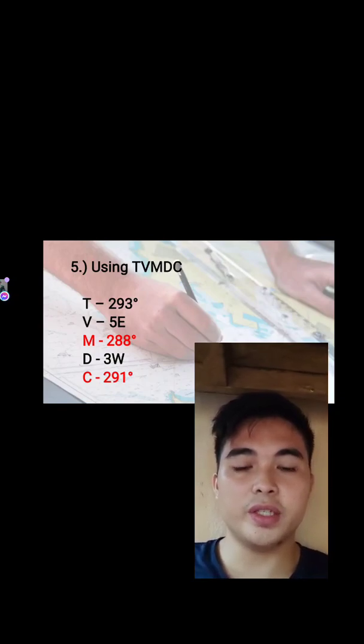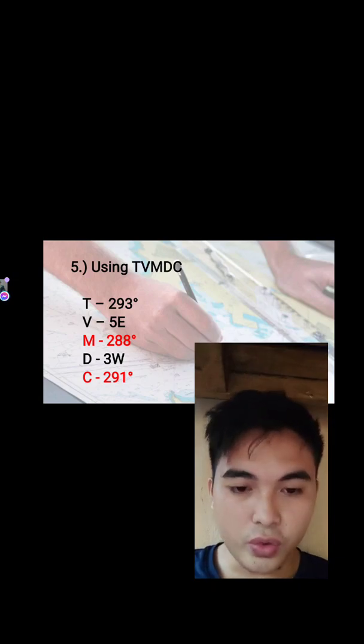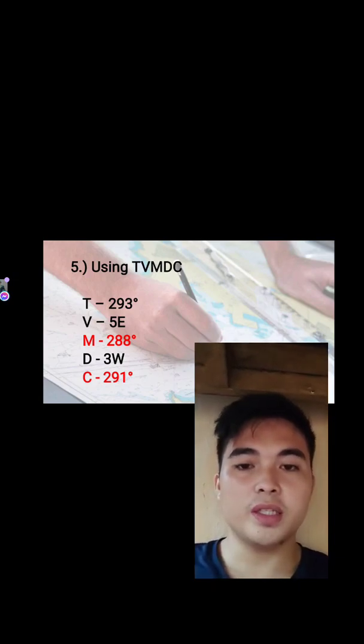Our deviation is 3 west. So we need to subtract them. So 288 degrees minus 3 west equals 291 degrees. So that is our compass bearing.